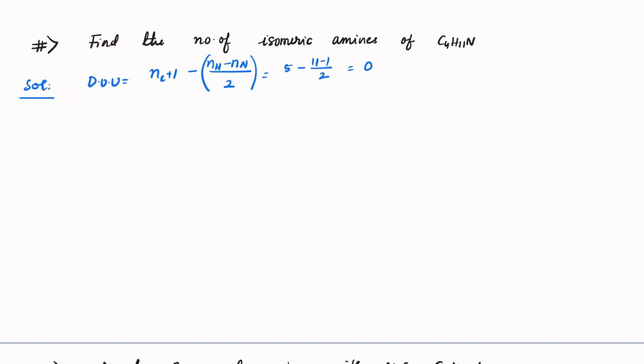Since the degree of unsaturation is 0, I can write this as 4 carbons, 1, 2, 3, 4, with NH2. That is a 1 degree amine. Then I can put the 1 degree amine here also. And I can put a 1 degree amine like this also, which is a branched form. And I can put a 1 degree amine like this also. So these are the 4 one degree amines.